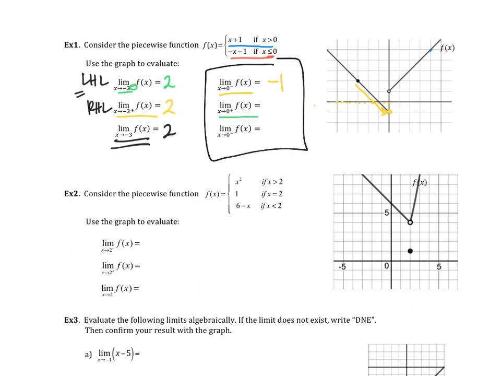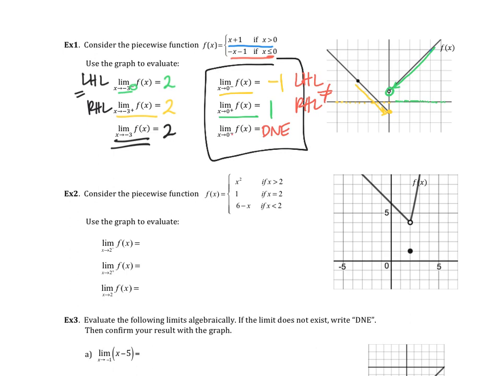And then we're doing the limit as x approaches 0 from the right. So my values for x are approaching 0 from the right, which means it's coming down this graph and it's ending here, which is at +1. Because your left-hand limit and your right-hand limit do not equal each other, the limit at 0 does not exist.